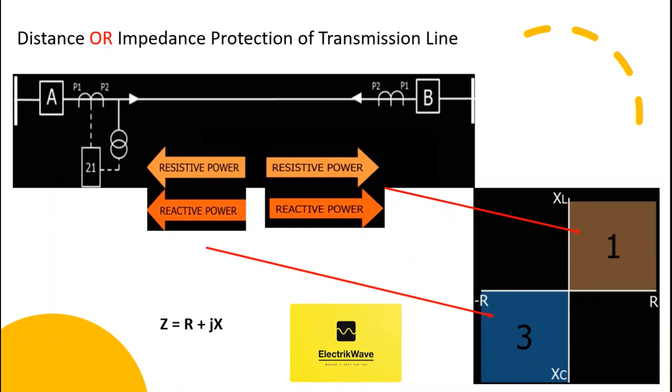So, in case of forward direction power flow, impedance is seen by relay in first quadrant, this is the usual scenario. And in reverse direction power flow, impedance is seen by relay in third quadrant, this scenario may occur sometimes.